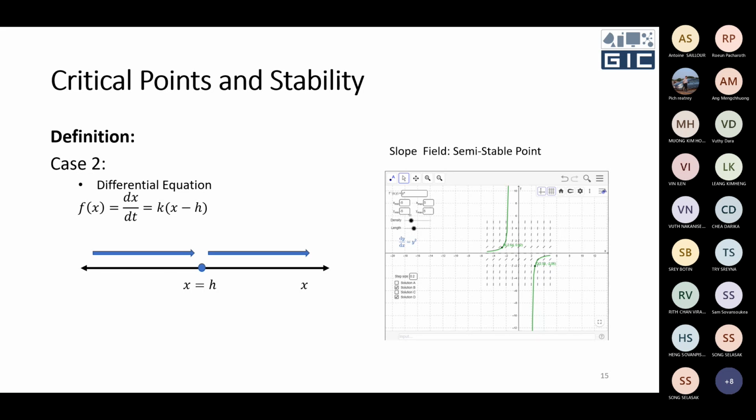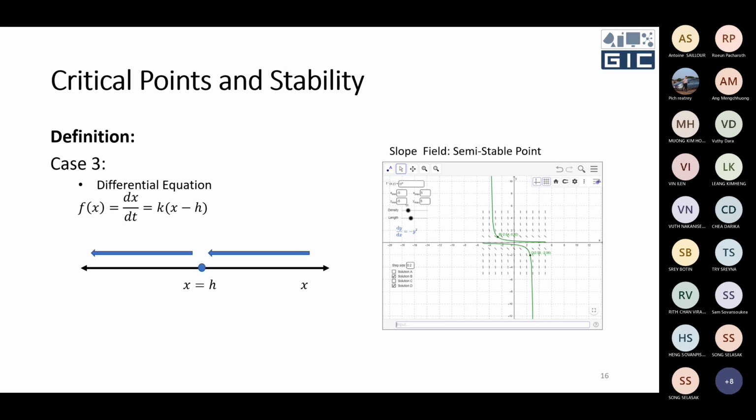You see, one tries to reach the stable value, which is stable. One tries to leave the stable point, which means unstable. So combined together, we call them semi-stable points. So this is case 2 that we use to identify our system or our equations.